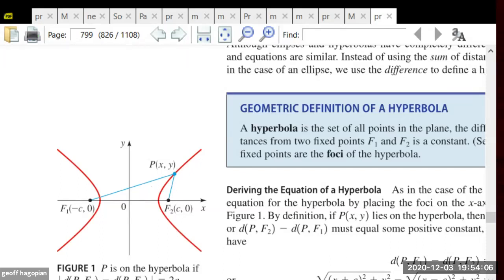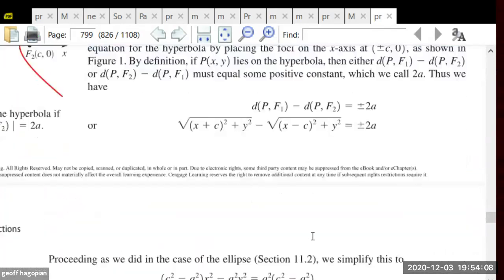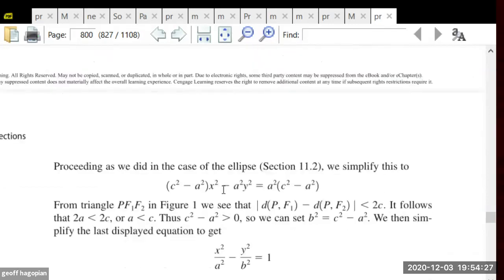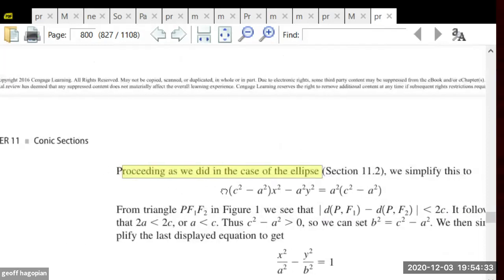And we can do the same thing with, I'm not going to drag you through that again, but you use this, the difference of the distances is a constant. And they say plus or minus a, right? Because depending on which one you subtract from which, you may get a positive or a negative. So you get two radicals, you have to isolate a radical and square both sides. They say proceeding as we did before, we simplify this to that.